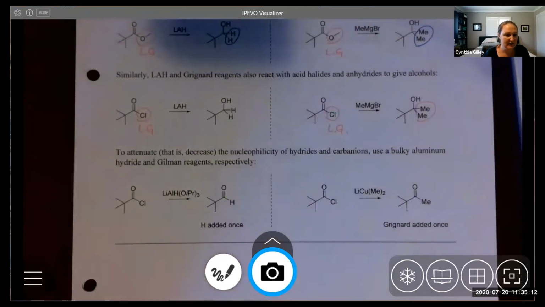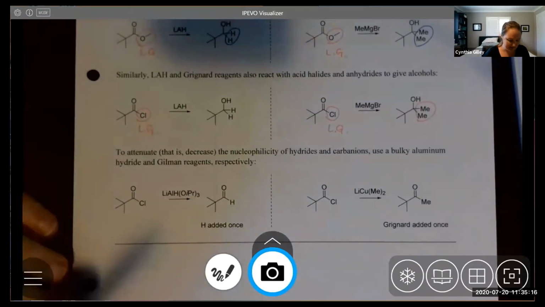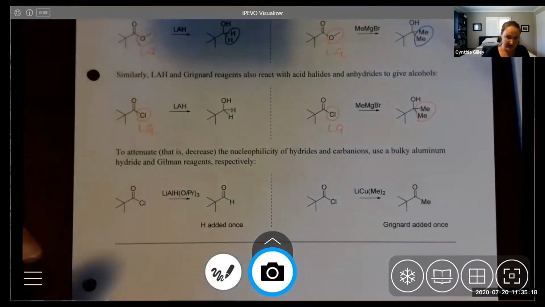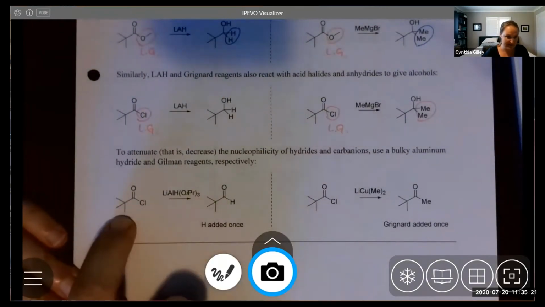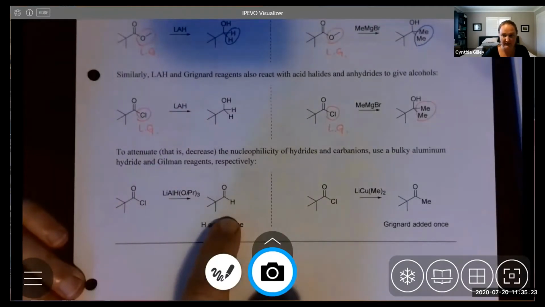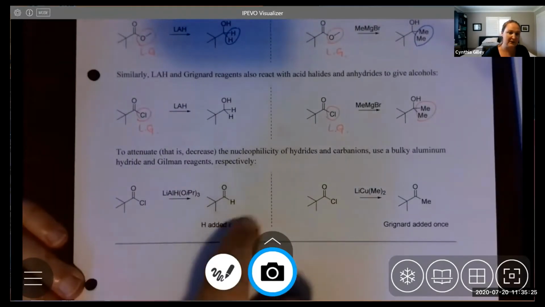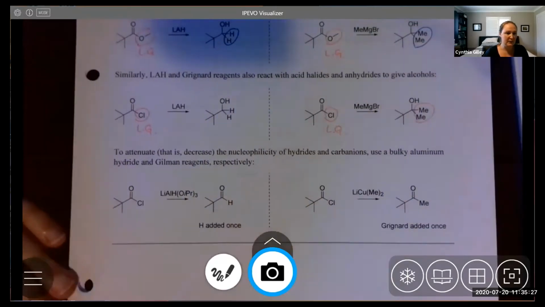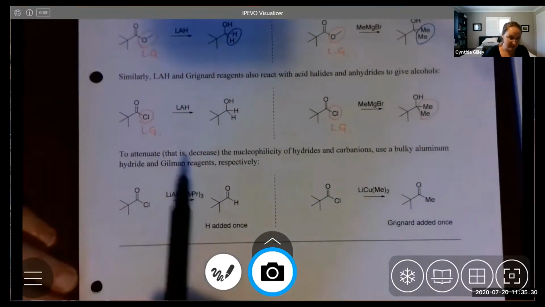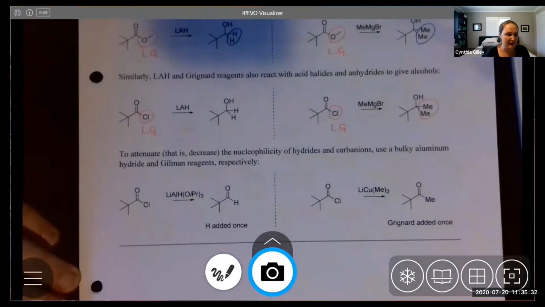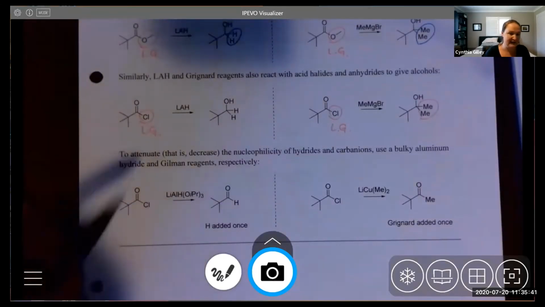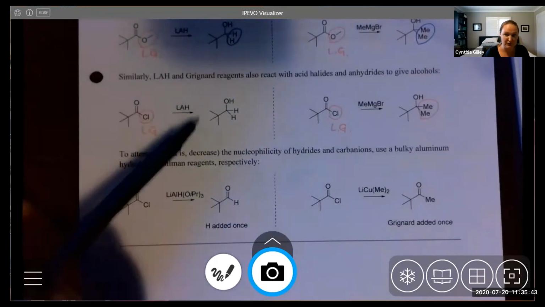So we can take advantage of that enhanced reactivity to find a reagent that will only react with the acid chloride and not the aldehyde, to be able to essentially stop at the aldehyde. Because look what happened when you used LAH. LAH is a strong enough hydride nucleophile that it attacked, we lost the chloride leaving group to form an aldehyde, and then it got attacked again because LAH is too strong.